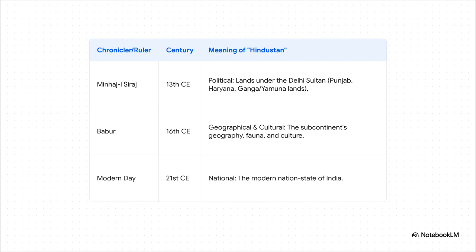Check this out. Back in the 13th century, a writer named Minhaj-e-Siraj used Hindustan to mean a very specific political area, basically the lands controlled by the Delhi Sultan. It didn't include South India at all. But then, fast forward 300 years, and you have the ruler Babur using it to describe the geography and culture of the whole subcontinent. The idea of it being a single nation-state, that's a much, much more recent idea.